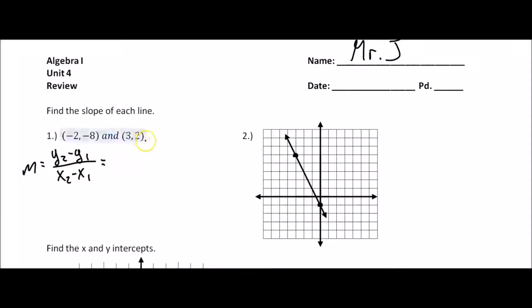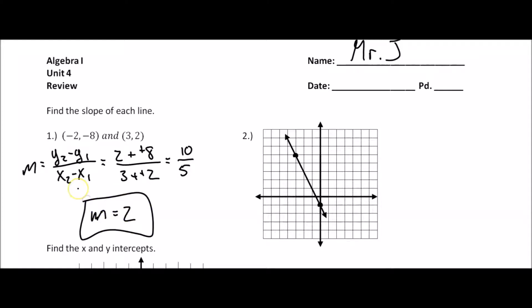So let's see, the second y value right here is that 2 minus the first y value, which is the -8. And make sure you keep both the signs. Remember, it's minus a -8 here. And then the second x value is the 3 minus the first x value is the -2. This is like adding the opposite. Same thing down here. So that looks like it gives me a 10 over a 5, which gives me a 2. So I know the slope on this one is a 2.